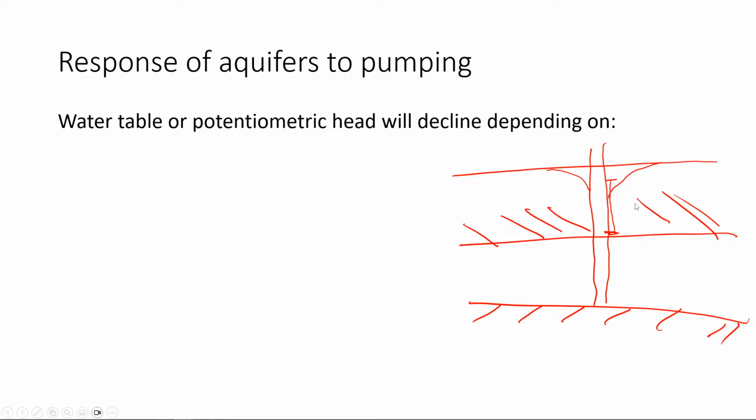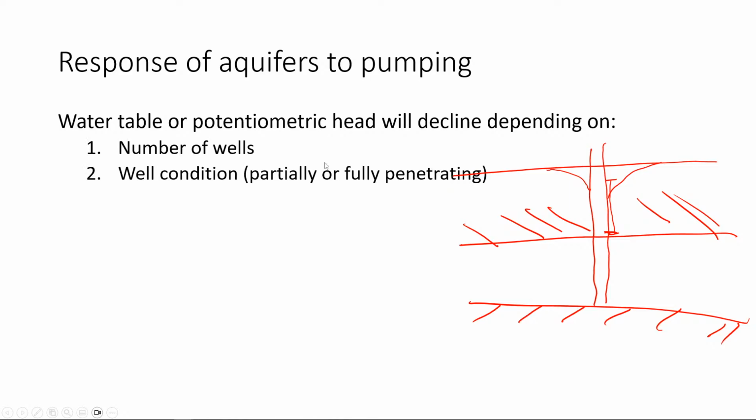But what will this depend on? The aquifer response to pumping will depend, of course, on how much water you are pumping out. If you are pumping a lot of water, you will have more drawdown than if you are pumping less water. It will also depend on the number of wells. If you have more pumping wells and you are pumping from all of them, then your drawdown will change.